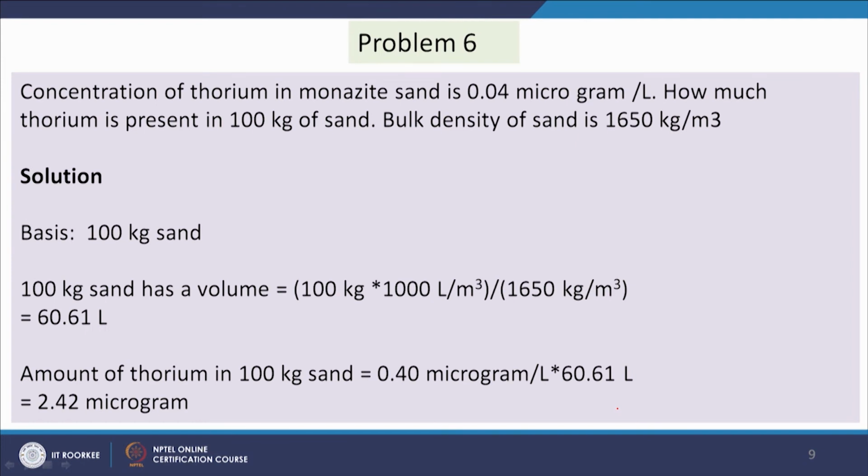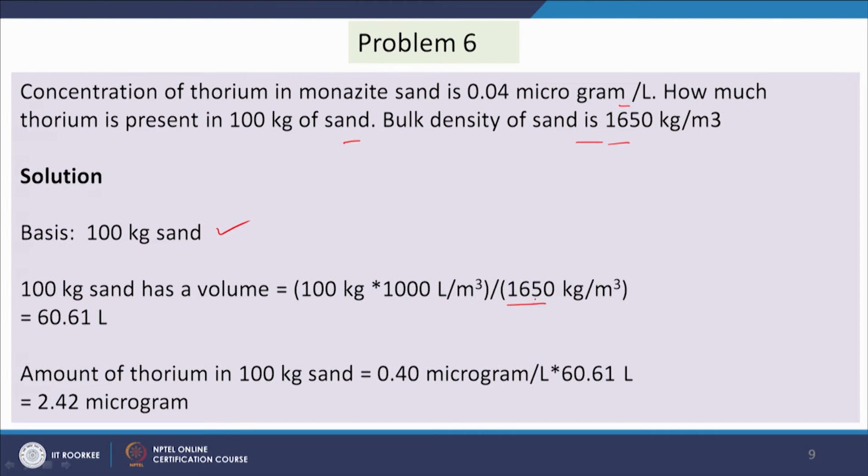Problem number 6. Statement is, concentration of thorium in monazite sand is 0.04 microgram per liter. How much thorium is present in 100 kg of sand? Bulk density of sand is 1650 kg per meter cube. So, our basis is 100 kg sand. So, what is the volume? 100 kg, and it is given 1650 kg per meter cube.